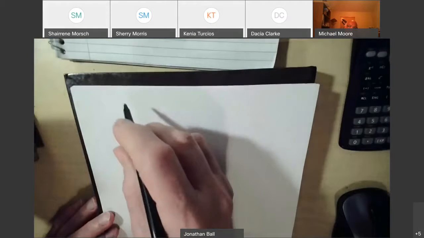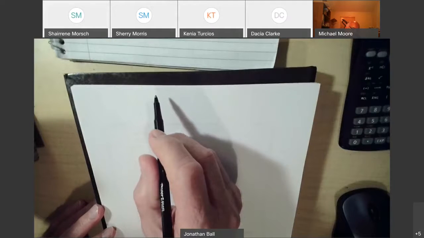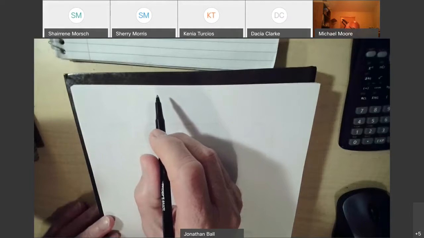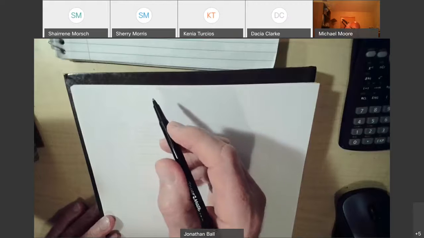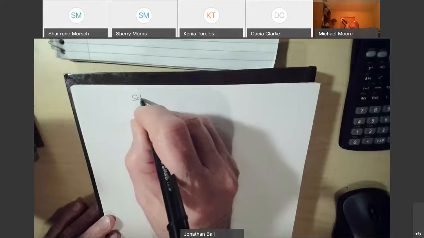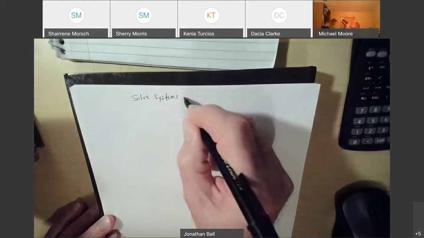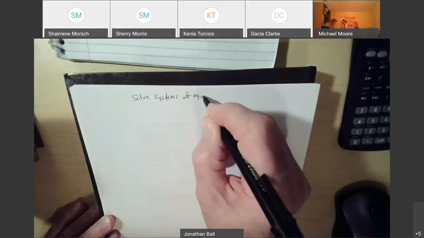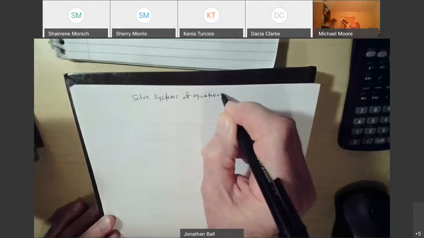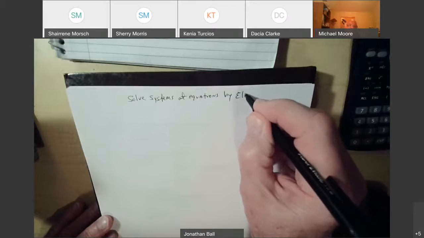Now, what we're going to do now, there's 3 ways of solving systems of equations. Graphing, we did last Thursday. Substitution, we did day before yesterday. And the third one is elimination. Solving systems of equations by elimination.